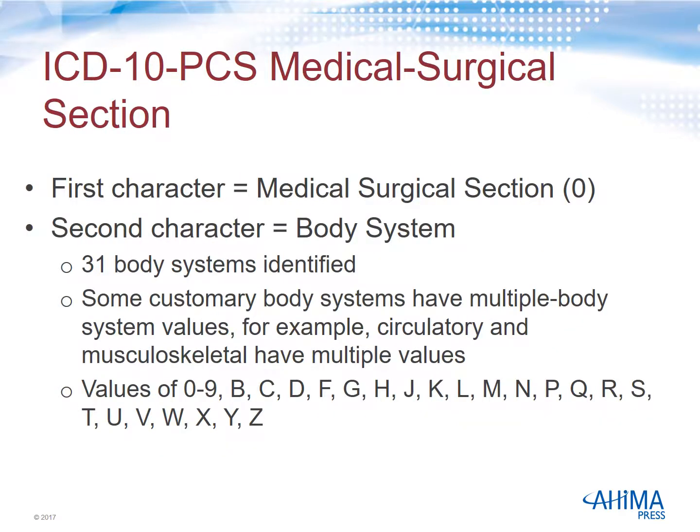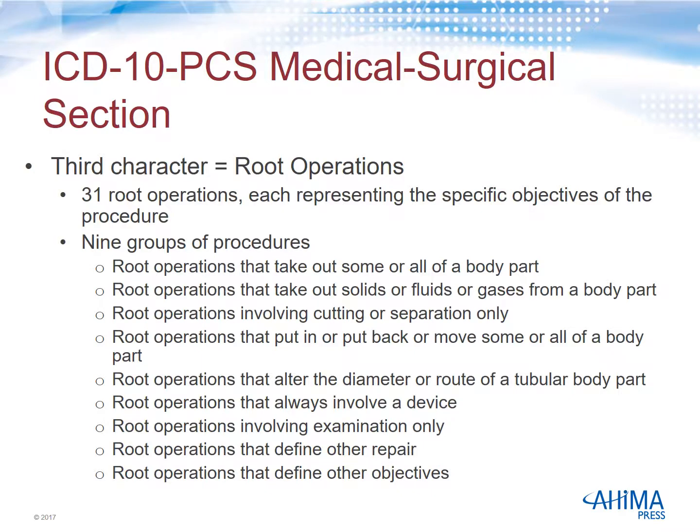In the medical surgical section, the first character, 0. Second character, body system. There are 31 body systems identified. Some are customary body systems that have multiple body system values. For example, circulatory and musculoskeletal have multiple values. Third character is root operations. 31 root operations, each representing the specific objectives of the procedure. 9 groups of procedures. They're listed here for you to review. This is also in your PowerPoint.